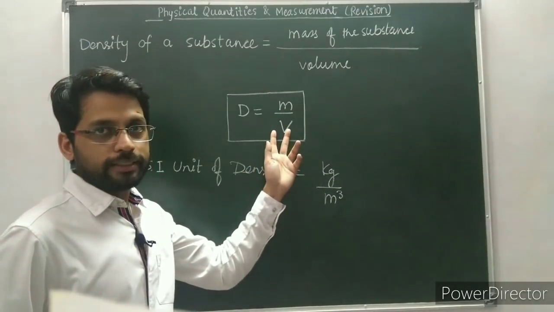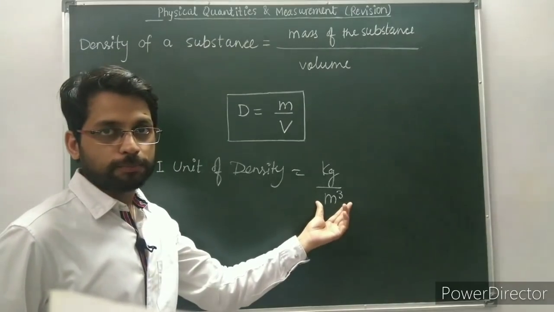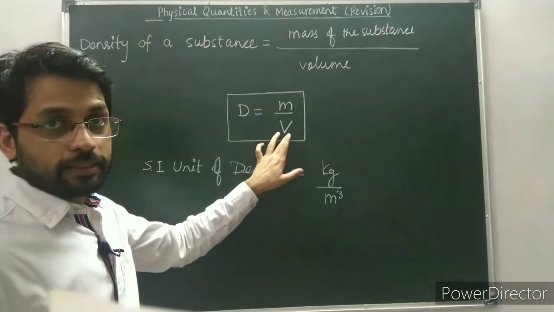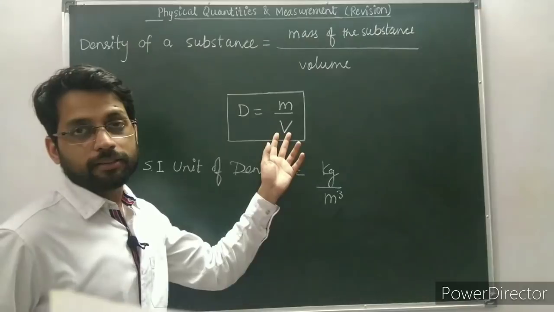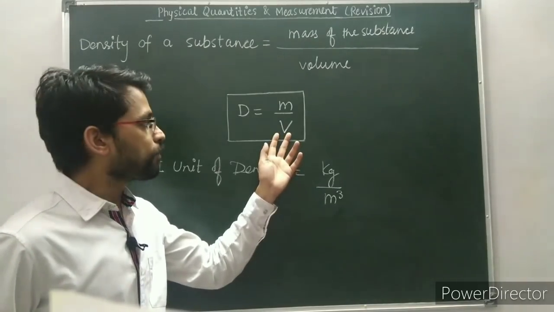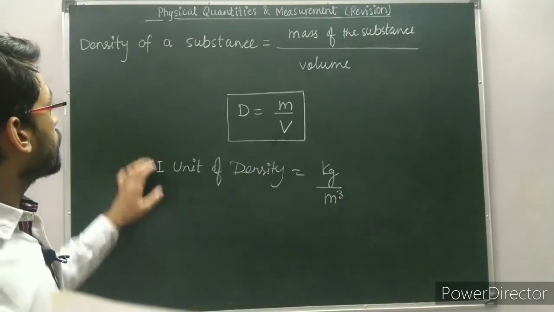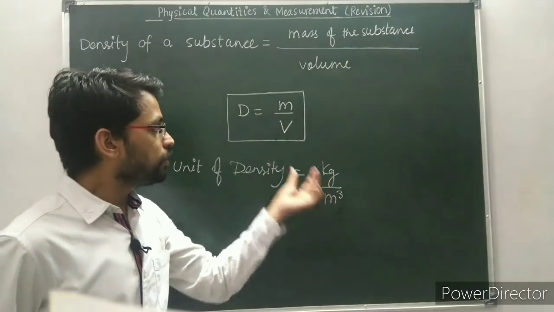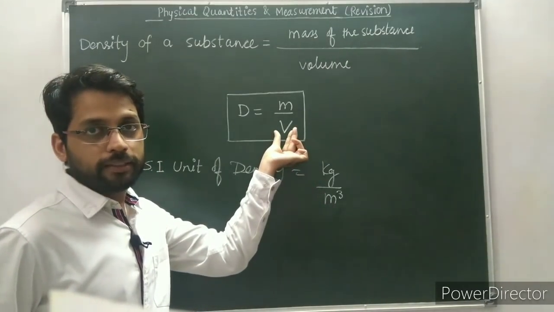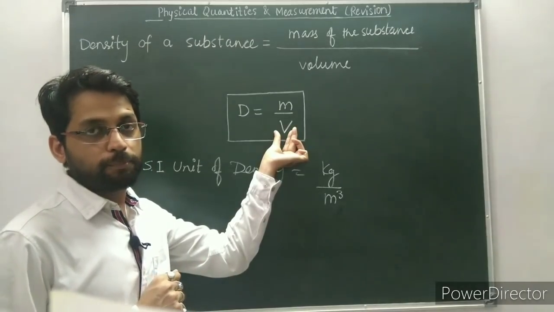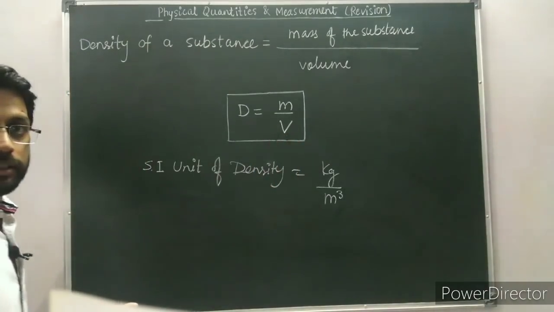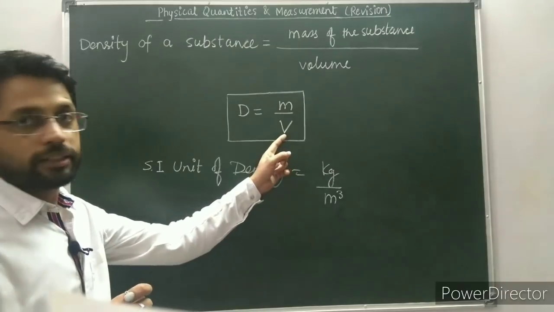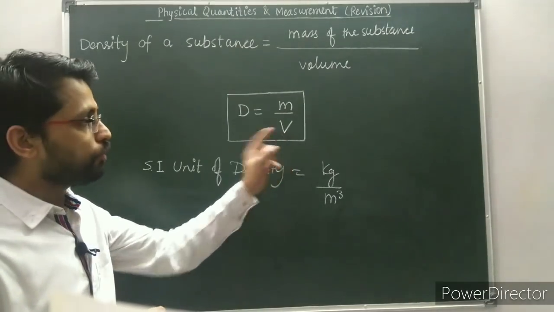The volume of solids is measured in meter cubed. But in the case of liquids, the volume is measured in liters. In the calculation of density of liquids, we have to put the volume of liquid in meter cubed. So we have to convert liter into meter cubed first before putting the value of volume in the formula.